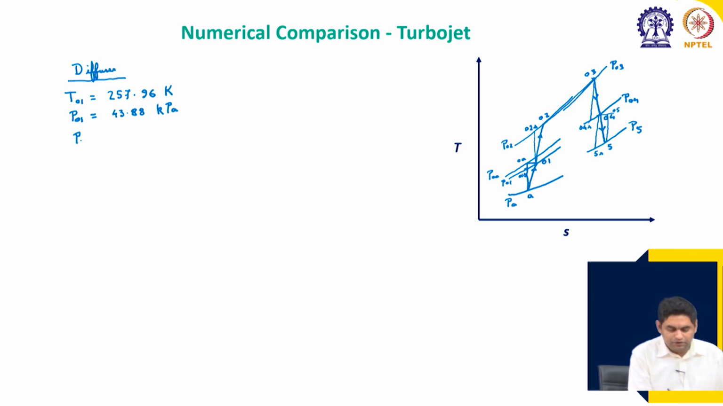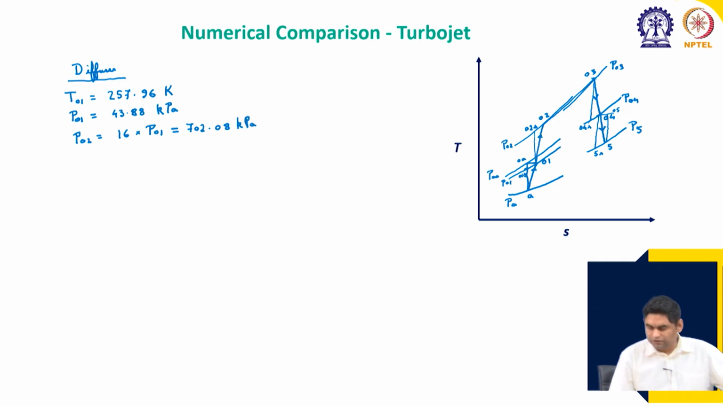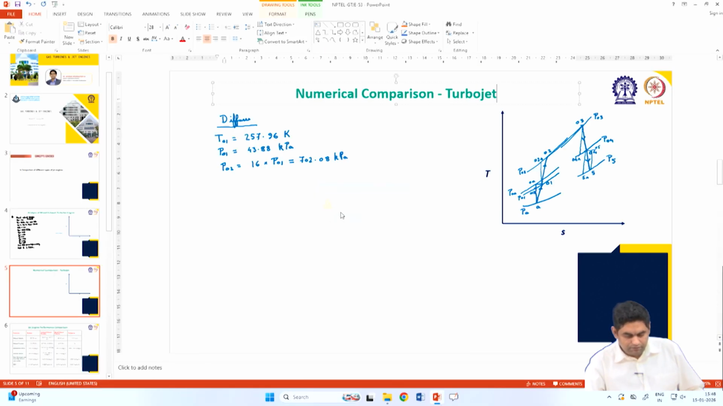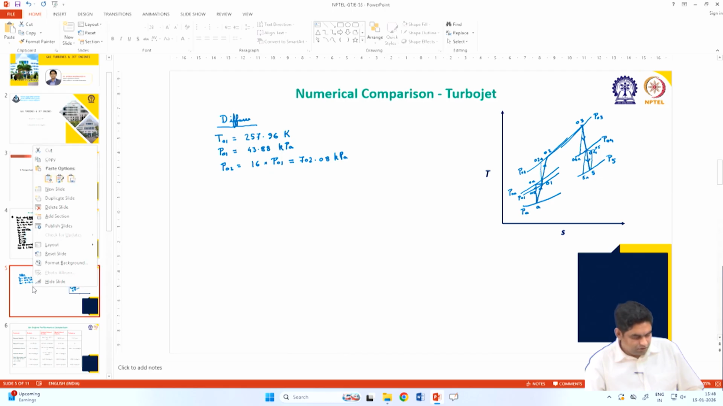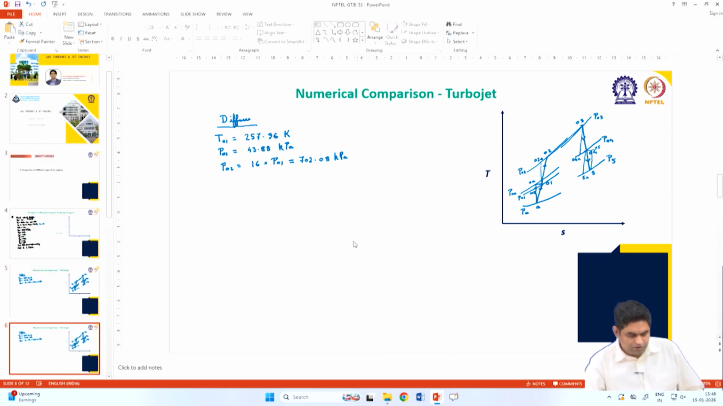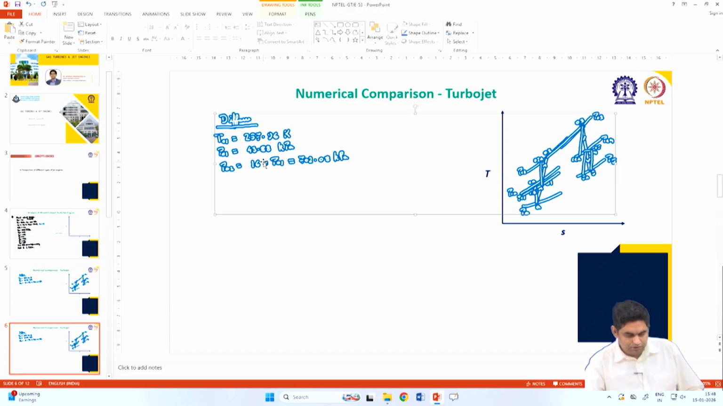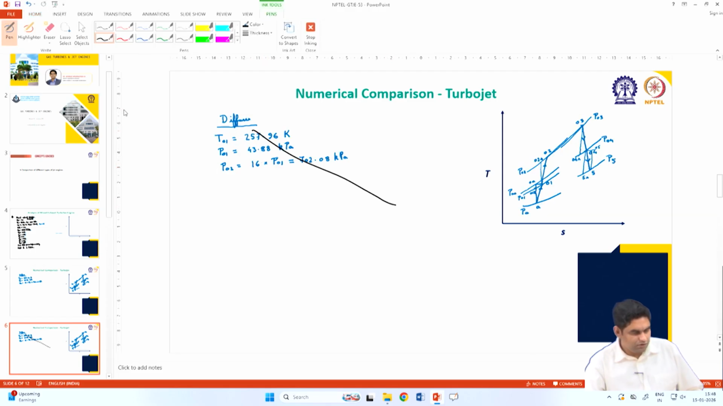Now, P02 is equal to 16 into P01, okay, pressure ratio is 16. So, this is equal to 702.08 kPa. Okay. So, we will need this diagram again. So, what I am going to do is save this diagram onto the next slide also, and we will use this in the next slide also.